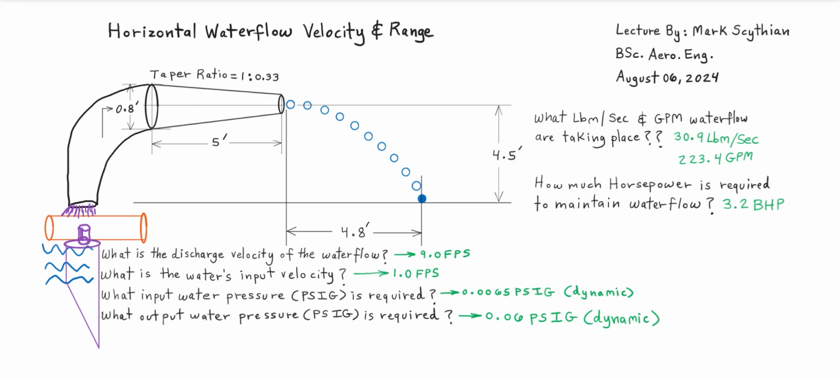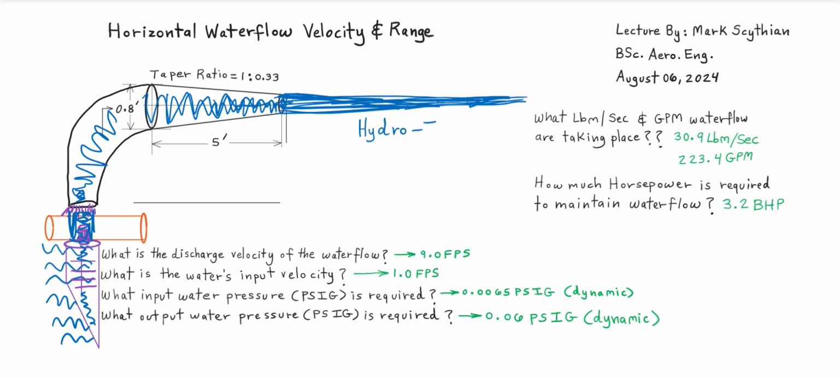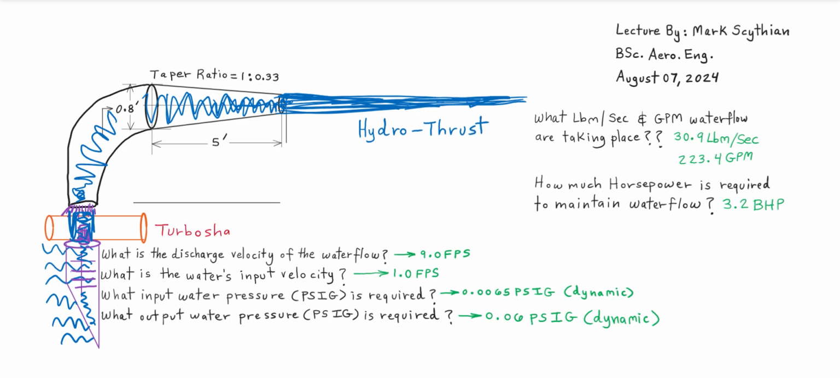So if we take the previous video, the horizontal water flow velocity and range video, and we modify the duct into a Hydrojet application, we can compute the application's performance metrics using similar hydrodynamic and thermodynamic applications and fundamentals.